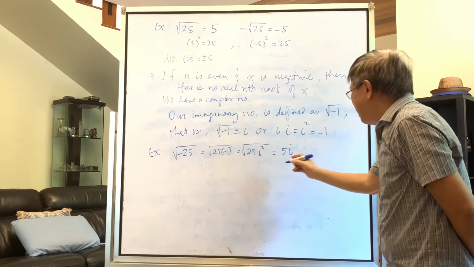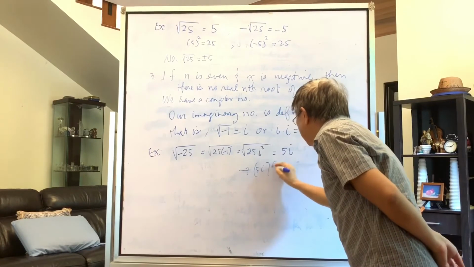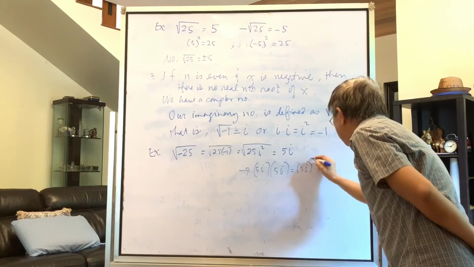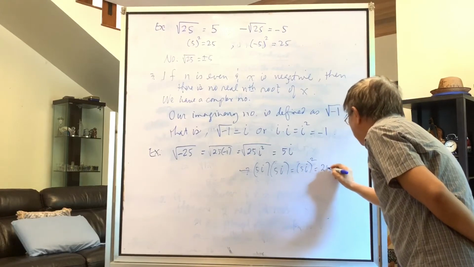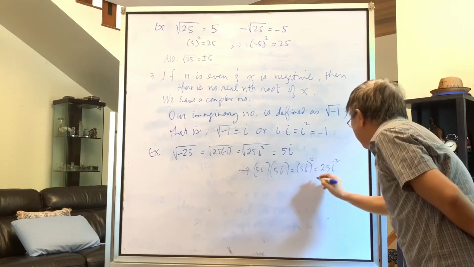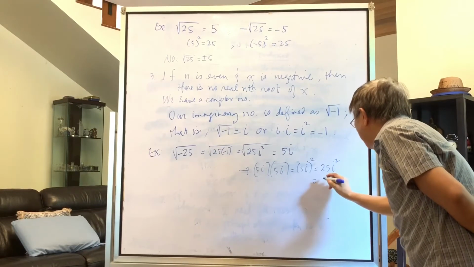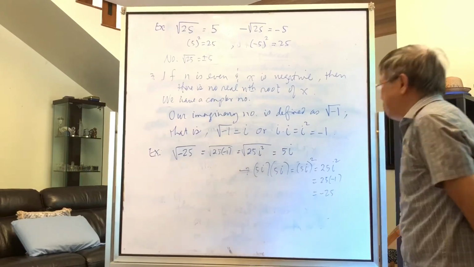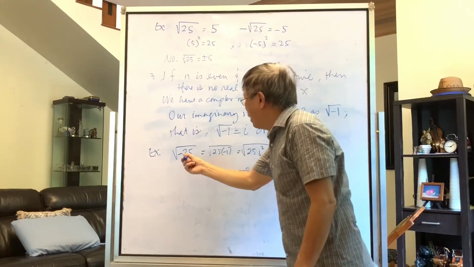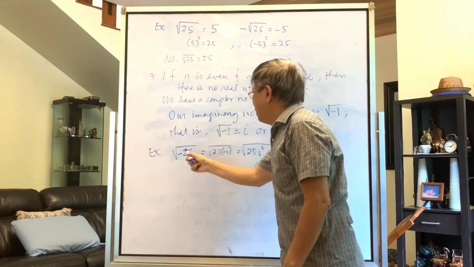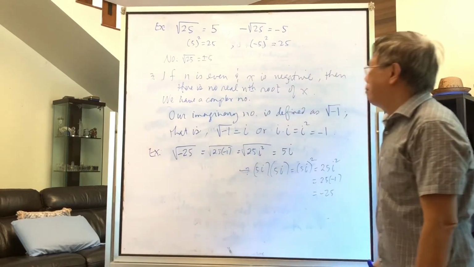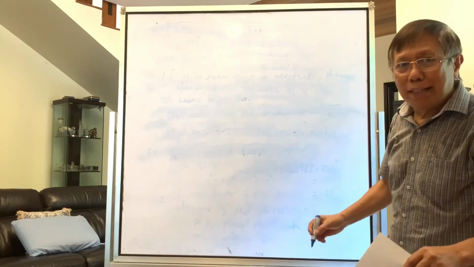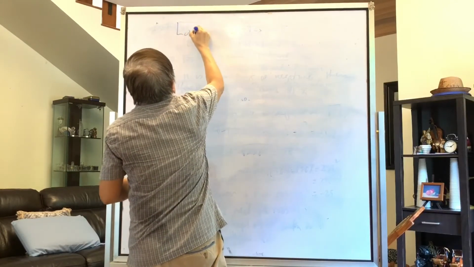This means that 5i times 5i equals 25i squared. But since i squared is negative 1, we get 25 times negative 1, or negative 25. Here's a case where we have no real square root of this negative number. We will end this lesson by enumerating the laws of radicals and giving some examples.